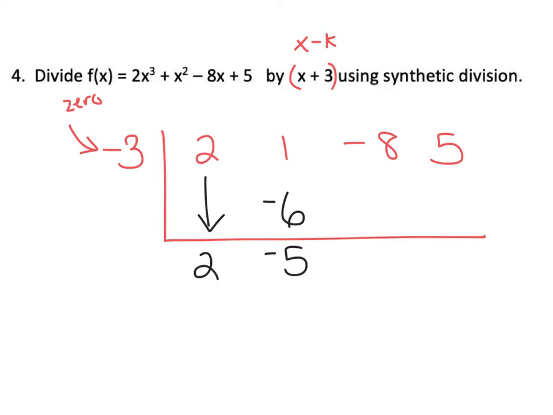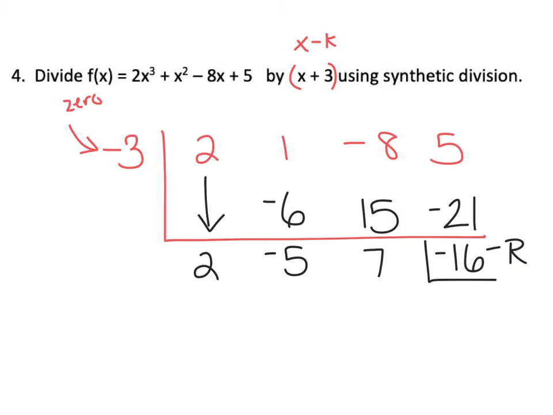I'm back to multiply. This would be 15, add would be 7. -3 times 7 would be -21. I add and I get -16. Here is my remainder, but it's better than that. This remaining part here is actually, I'm going to give you a vocab word. This is known as the depressed polynomial. Sounds like a sad little polynomial.